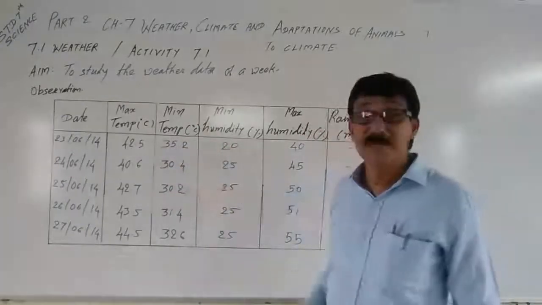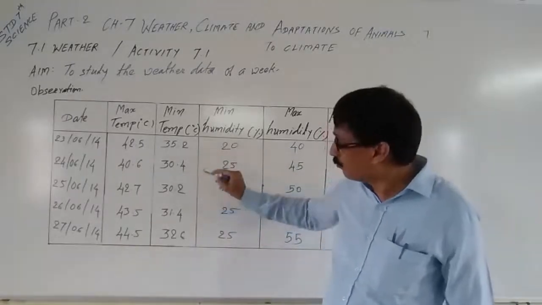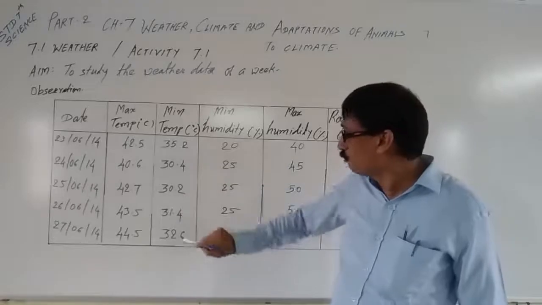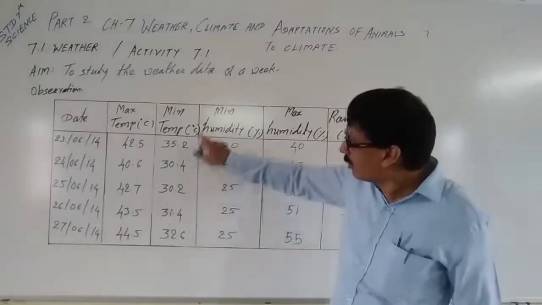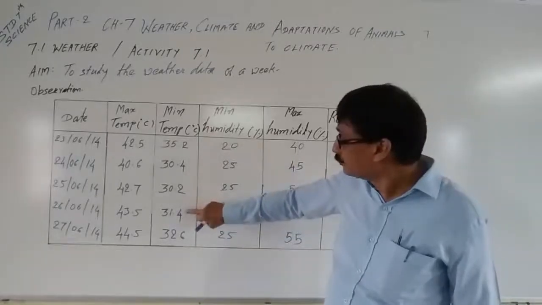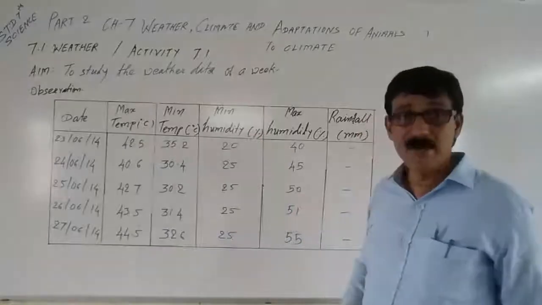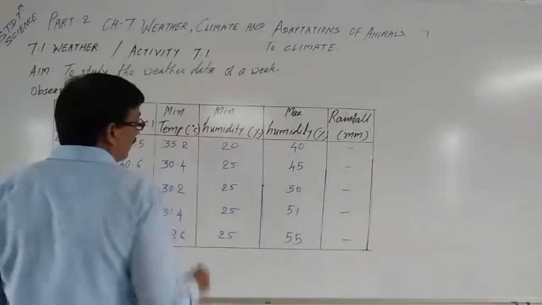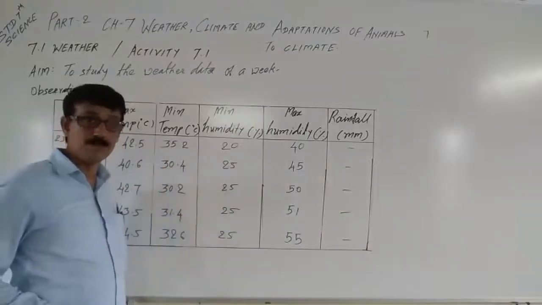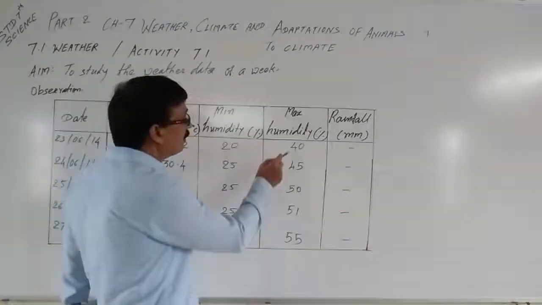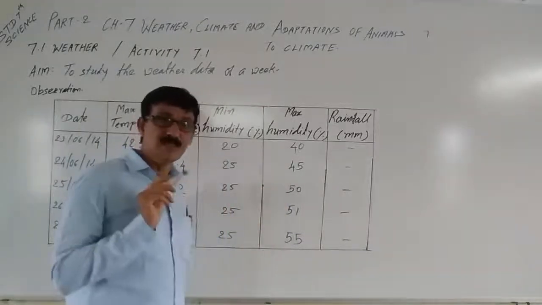Okay. Then minimum temperature, we can see 35.2, 34.4, 30.2, 31.4, and so on. The minimum in these 5 days is 31.4. Now minimum humidity. See, it is 20, 25, 25, 25, 25. And maximum humidity is 40, 45, 50, 51 and 55.